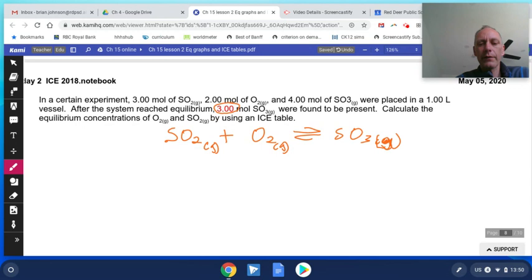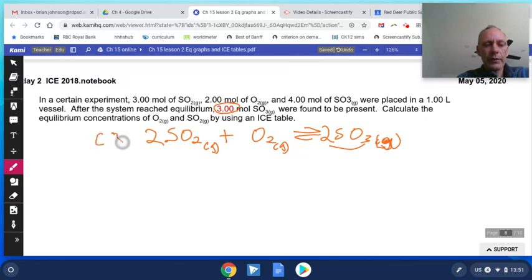1 sulfur, 4 oxygen, 3. So I'm going to need to put a 2 in front of there, which means I need to put a 2 in front of there. 2 sulfur, 6 oxygen, 4, 6 oxygen. Okay, we're balanced. So we are going to need to make an ice table to organize all of our data.